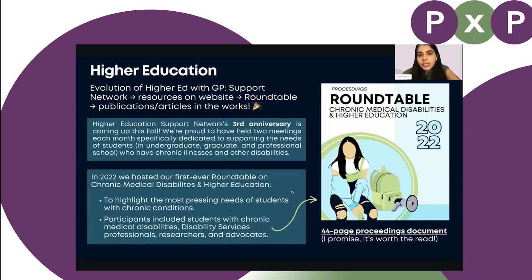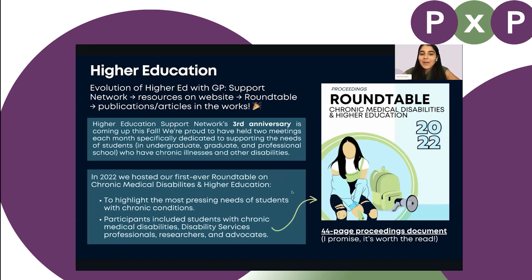So we brought together a variety of different stakeholders, whether that was higher ed deans of universities, mental health counselors, and of course, disabled students. And we published this large document. And thereafter, we are doing, again, IRB research focused on standardized testing and the barriers that exist for students with chronic medical disabilities to even just enter higher education.